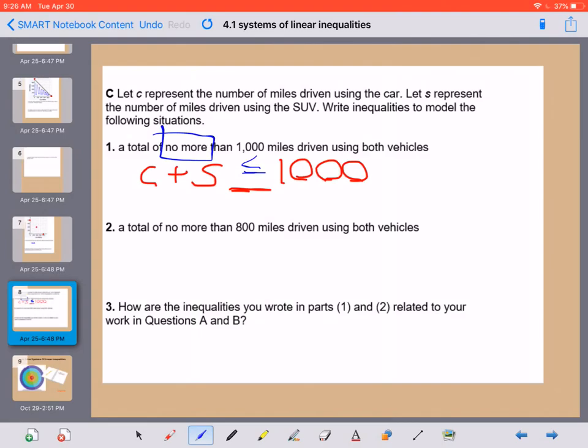So now I want you guys to answer 2 and 3. Once you are done with that, you will be done with the packet. So work on your IXL after that if you get there. Don't worry if you don't get done today. That's fine.